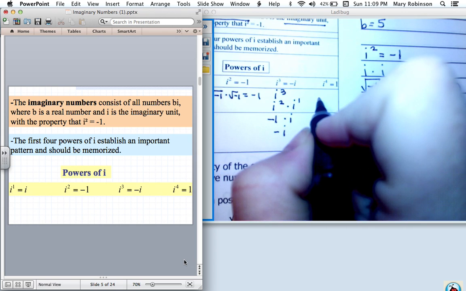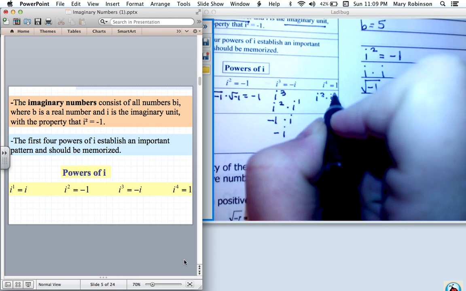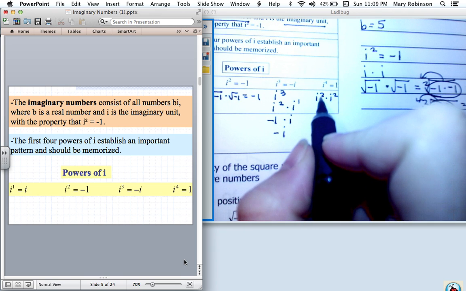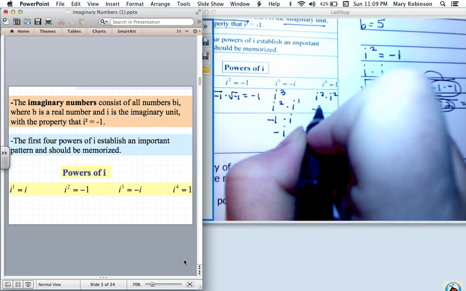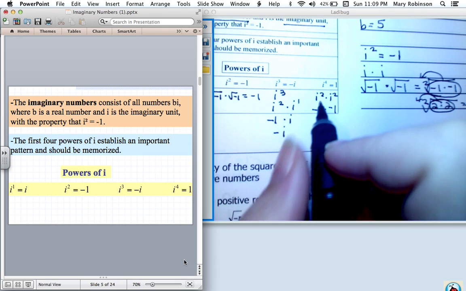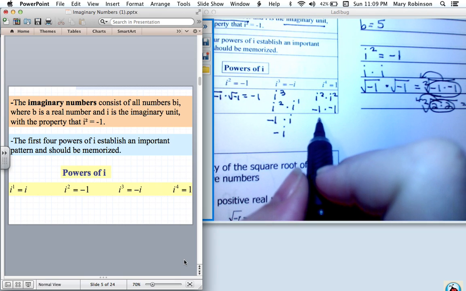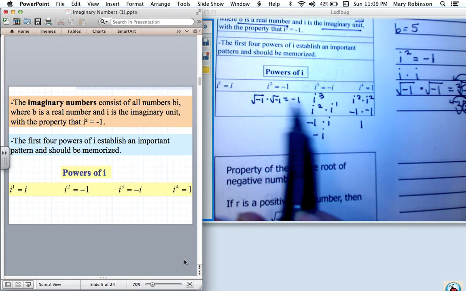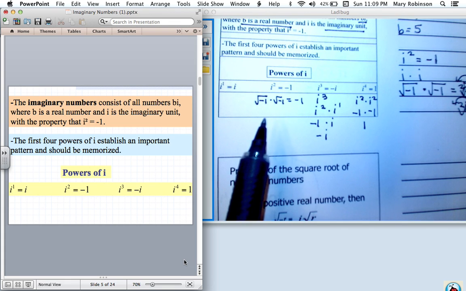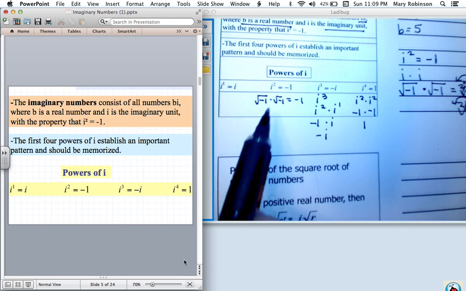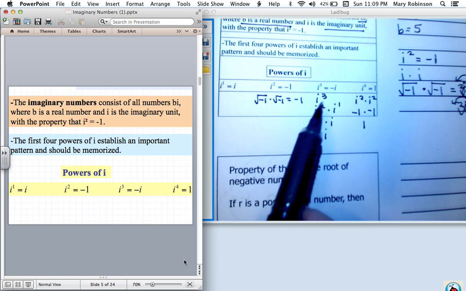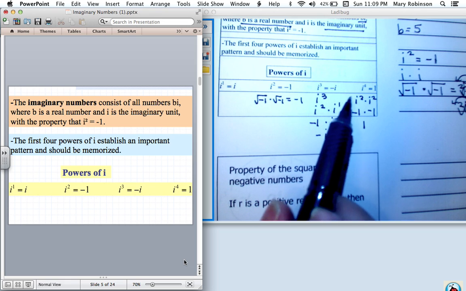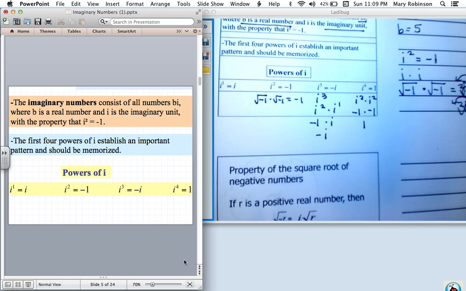i to the fourth we can actually think of as i squared times i squared. Remember, we already established that i squared has a value of negative 1. So if we were to simplify and replace i squared with negative 1 for both of these, then negative 1 times negative 1 would equal 1. So these are properties of the powers of i that you're going to need to remember. That i is i, i squared is equal to negative 1, i cubed is negative i, and i to the fourth equals 1. So we'll go back and review that in just a few minutes when we're simplifying.